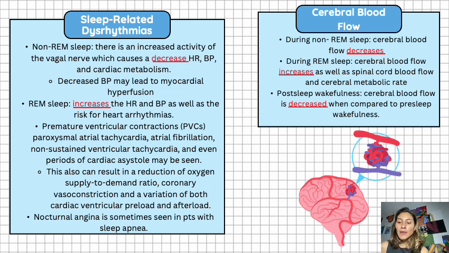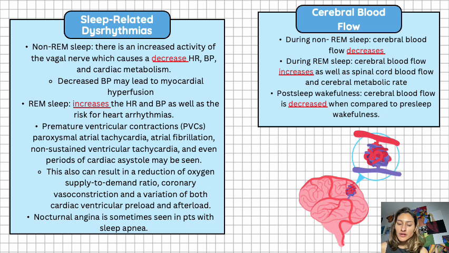Premature ventricular contractions, also known as PVCs, paroxysmal atrial tachycardia, atrial fibrillation, non-sustained ventricular tachycardia, and even periods of cardiac asystole may be seen. In addition, the increased sympathetic activity during REM sleep results in a reduced oxygen supply to demand ratio, coronary vasoconstriction, and variation of both cardiac ventricular preload and afterload. Nocturnal angina, also known as chest pain, is sometimes seen in patients with sleep apnea, as in orthopnea, paroxysmal nocturnal dyspnea, reflecting congestive heart failure.